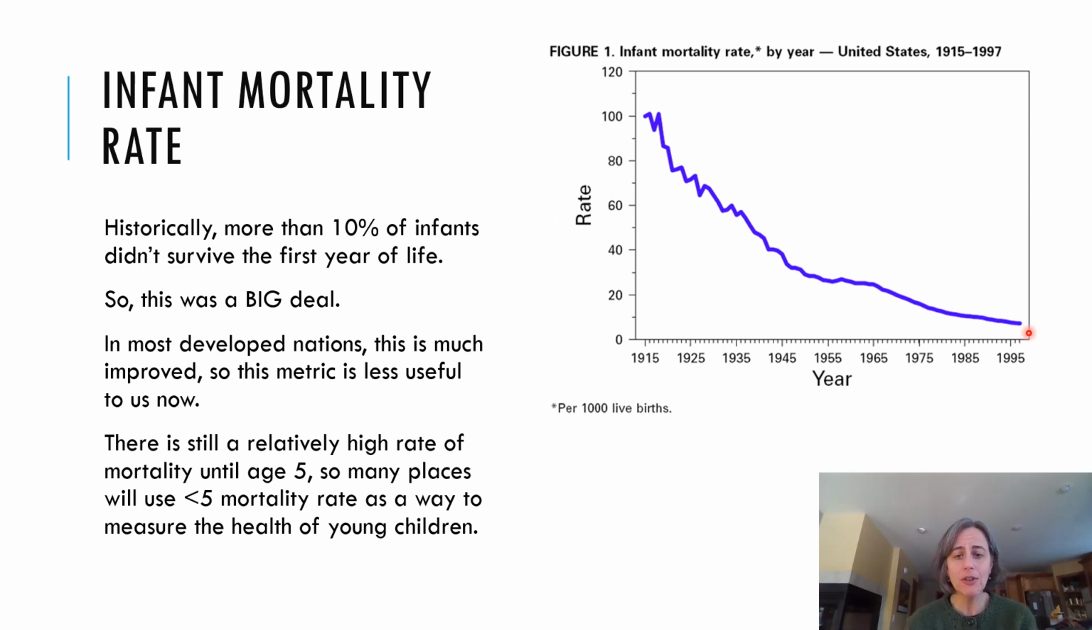This is less useful to us now because we've made huge strides in improving the infant mortality rate, largely through three things: vaccinations, antibiotics, and improved perinatal care, so improved care of pregnant people before and after birth. There is still, however, a relatively high rate of mortality worldwide, especially up until the age of 5. When we are young, we are more vulnerable to lots of things, especially infectious diseases. So in many places, they'll use mortality in people under age 5 as a way to get an idea of the health of young children.